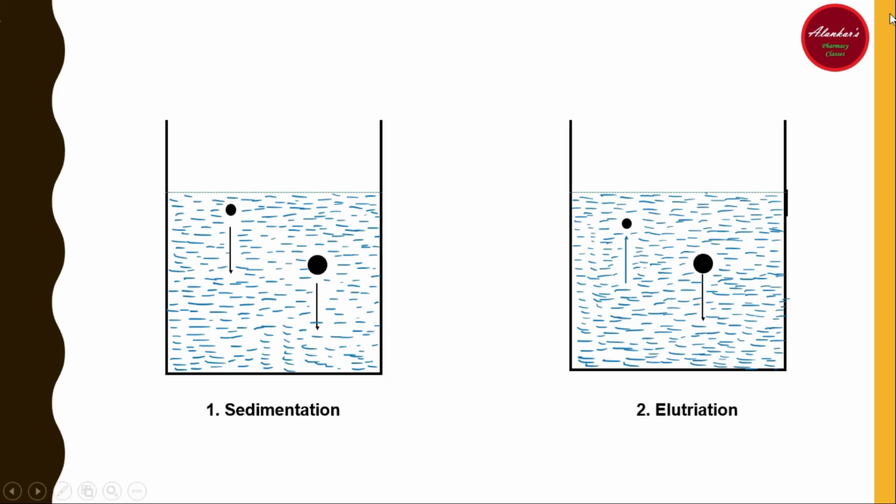You can better understand the concept through this figure also. This is the case of sedimentation. Now you can see the lighter particles. This is a lighter particle. The movement of the lighter particles as well as the heavier or coarser particles is the same. Why is it so? Because the liquid in this case is kept stationary.